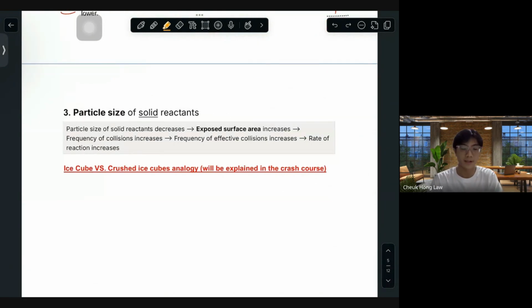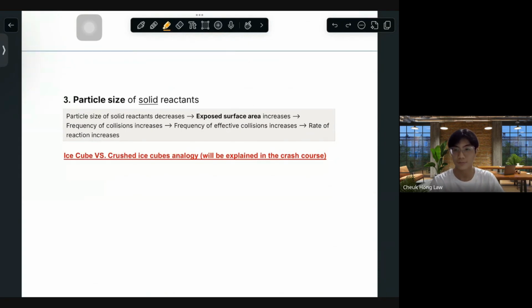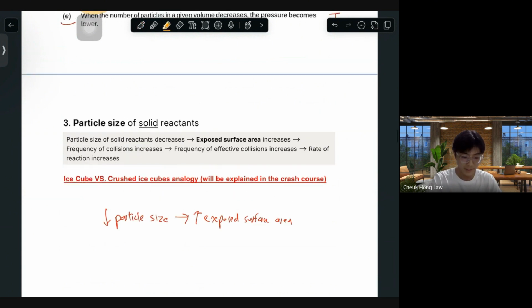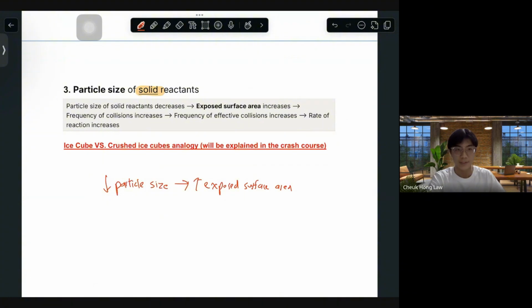The third factor is particle size of solid reactants. We need to understand this relationship here: the smaller the particle size, the more the exposed surface area. By the way, particle size is only for solids. So far, concentration is for solutions, pressure is for gases, and particle size is for solids. But why does smaller particle size give more exposed surface area?